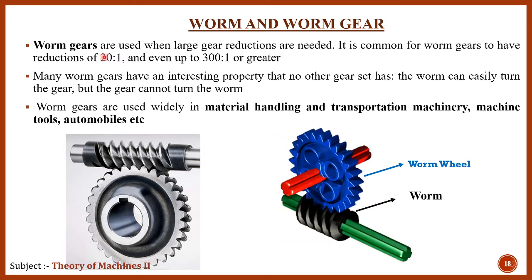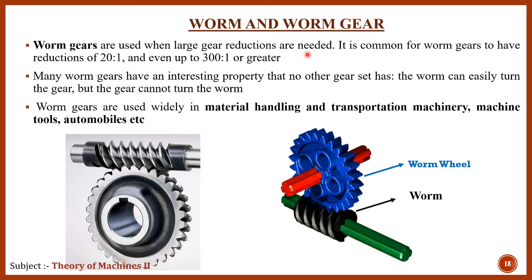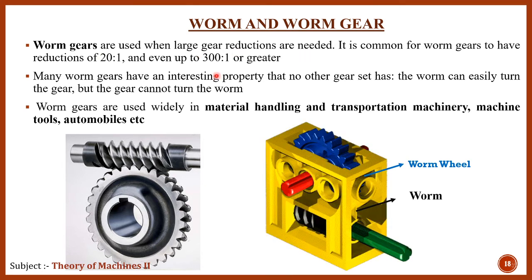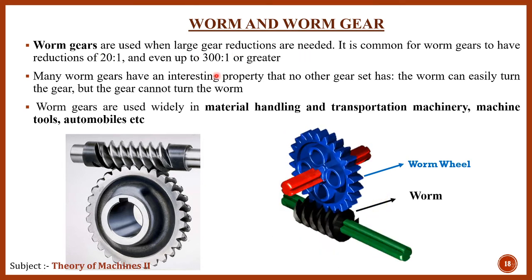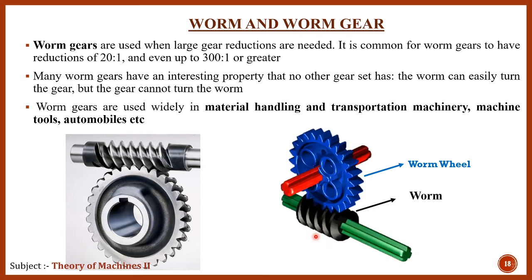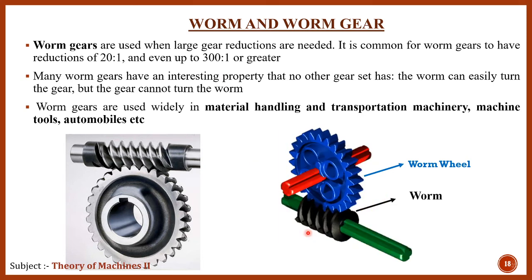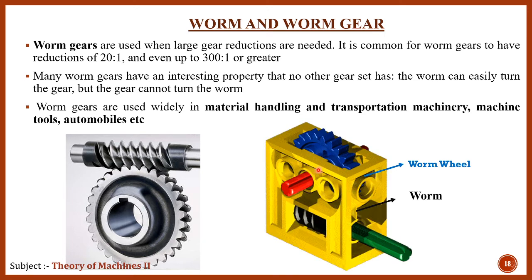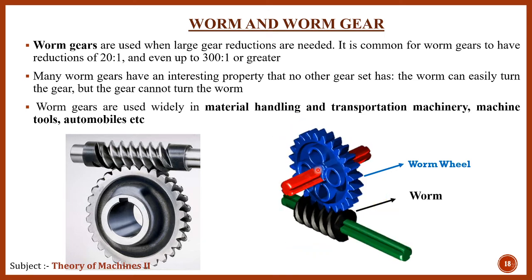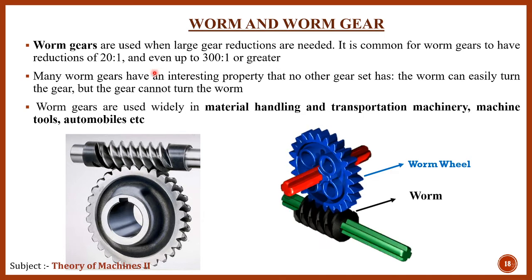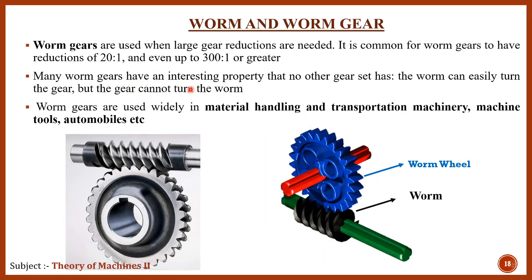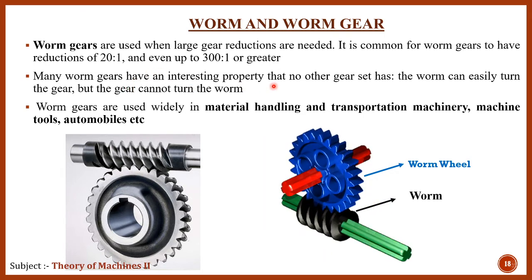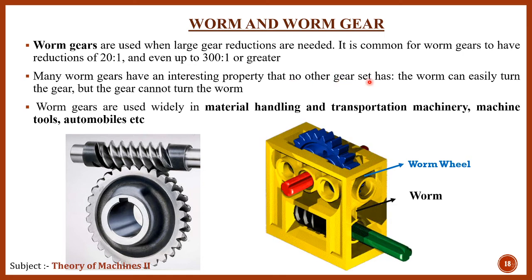Again, worm gears are used when large gear reductions are needed. We can get a gear reduction of up to 300:1, which means that when the worm completes 300 rotations, at the end of those 300 rotations the worm wheel completes its first revolution. Worm gears also have an interesting property that no other gear set has.